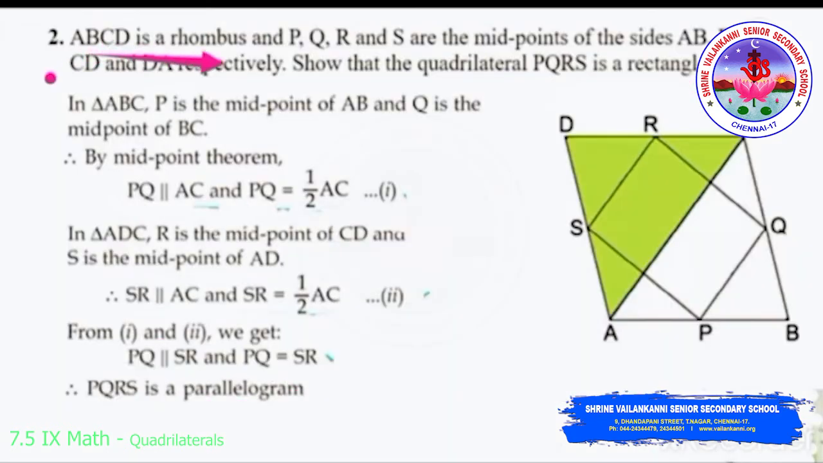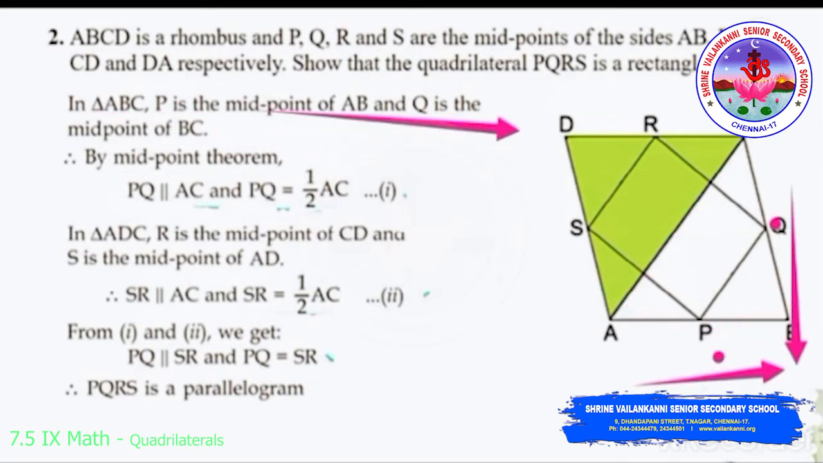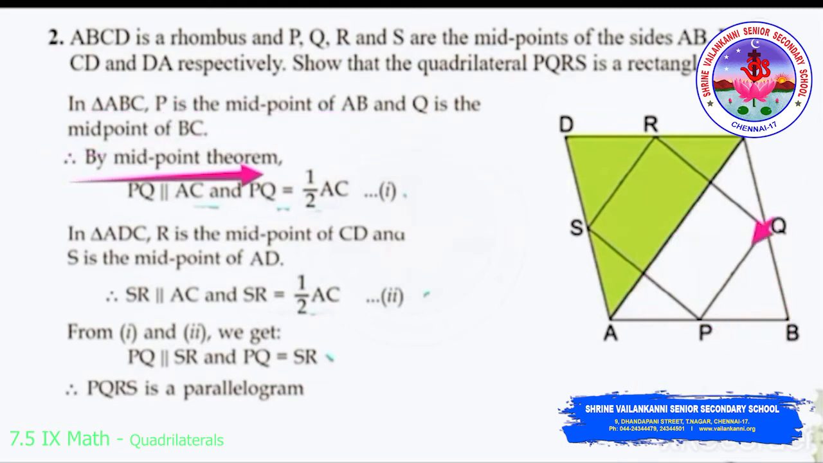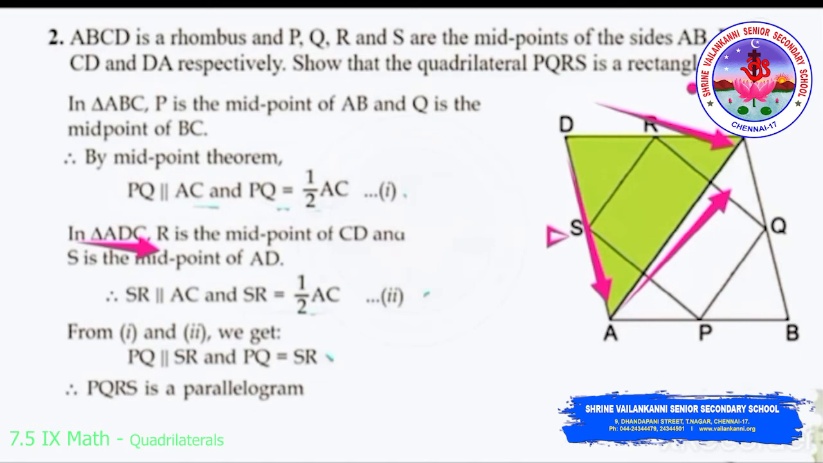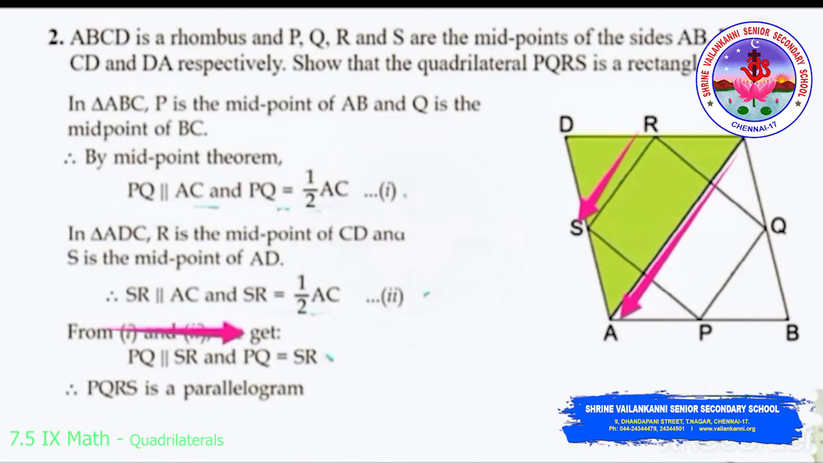Second problem, ABCD is a rhombus and P, Q, R, S are the midpoints of the sides AB, BC, CD and DA. Show that the quadrilateral PQRS is a rectangle. Let us consider triangle ABC. We have P and Q are the midpoints of AB and BC. By the midpoint theorem, we get PQ is parallel to AC and PQ is equal to half of the length of AC, calling this equation 1. And consider triangle ADC where S and R are the midpoints of the sides CD and DA. We get SR is parallel to AC and SR is equal to half of AC, calling this equation 2.